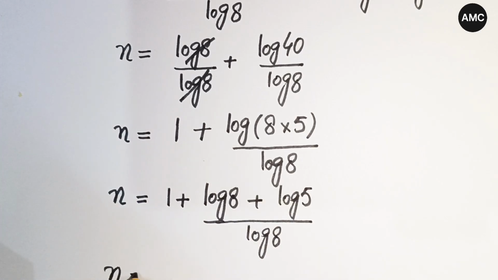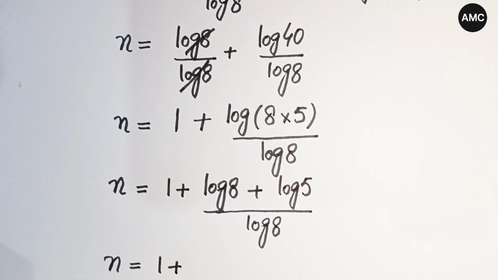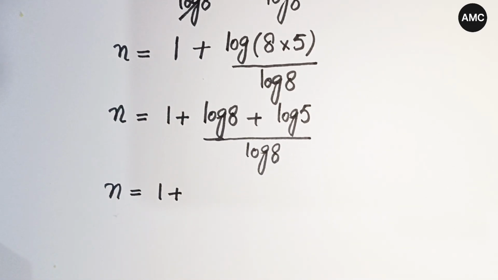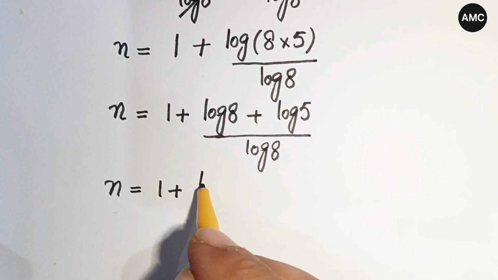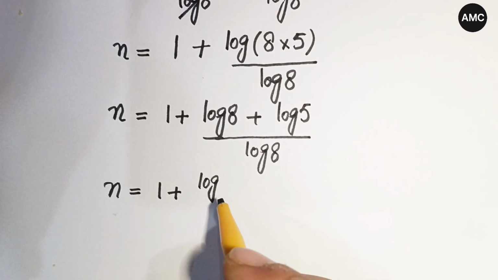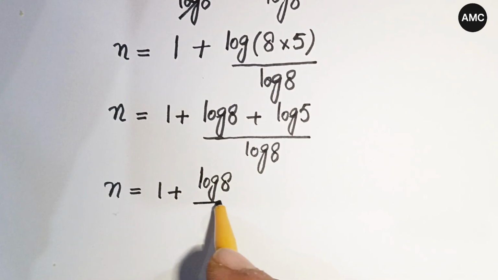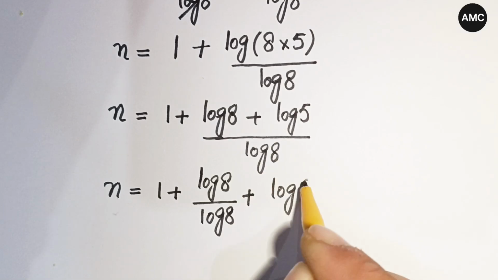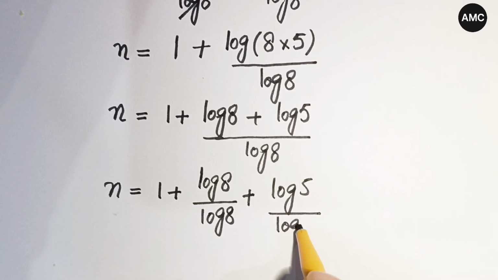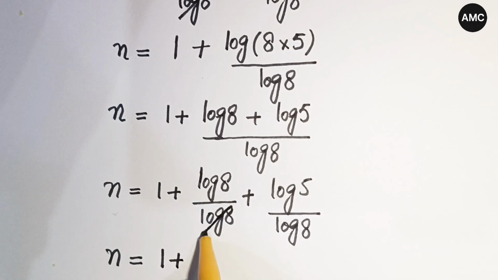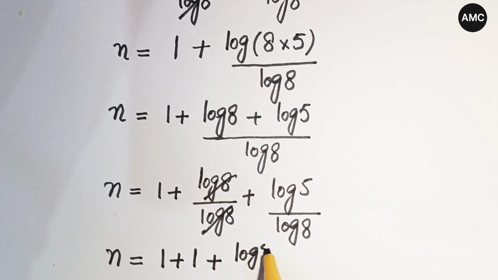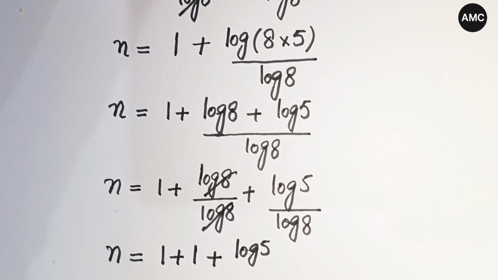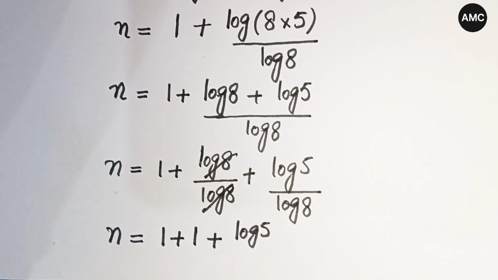Now n is equal to 1 plus, writing this denominator separately with each term, we have log 8 over log 8 plus log 5 over log 8. Here n is equal to 1 plus, this log 8 is cancelled with log 8, we get 1 plus log 5 over log 8.